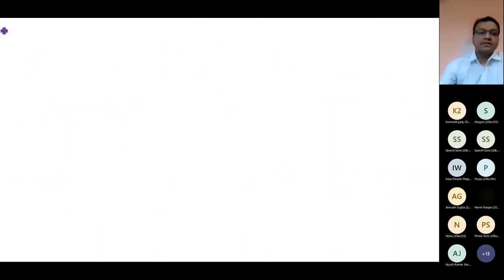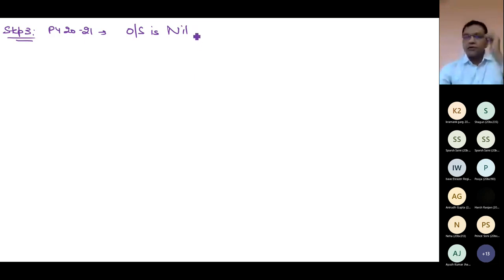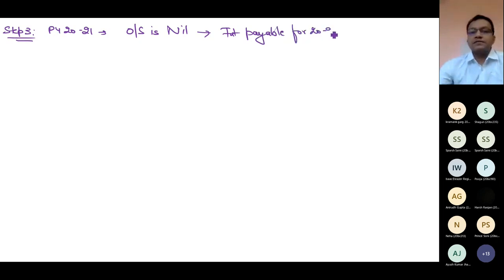Similarly, what is step 3? Step 3 is for the relevant previous year. My relevant previous year is 2021. What is outstanding in 2021? Can you tell me what is outstanding in 2021? Nil. Nothing is outstanding in 2021. If nothing is outstanding, there is no interest. Interest payable for 2021 is nil.